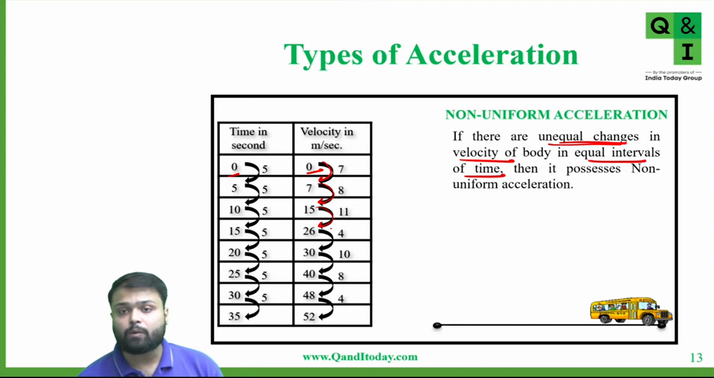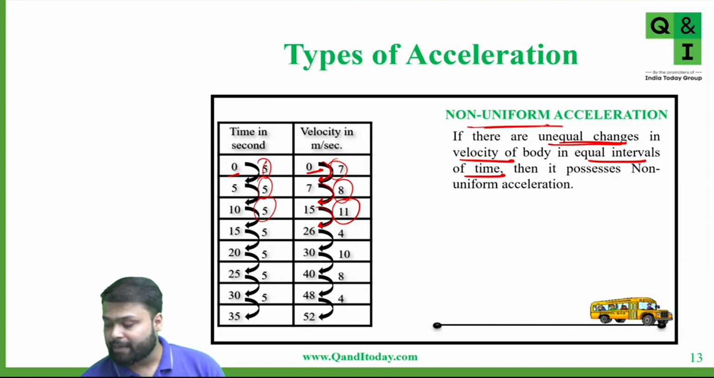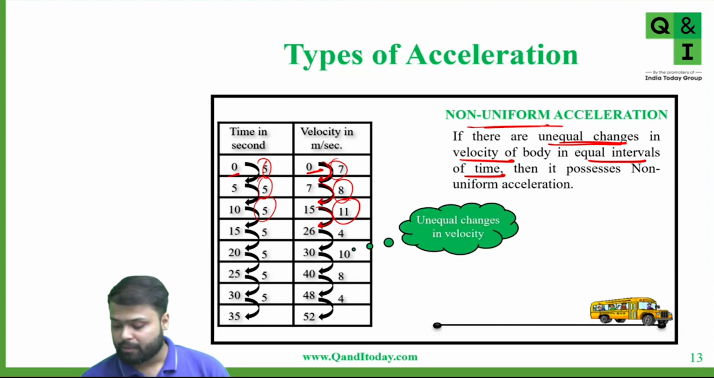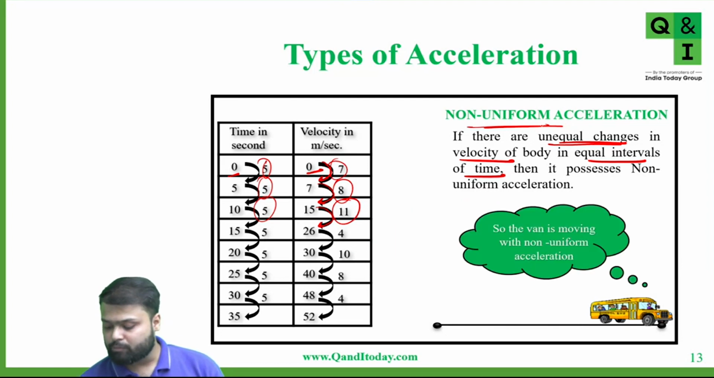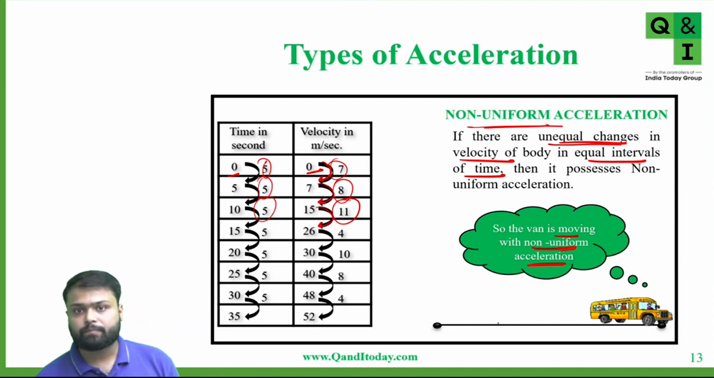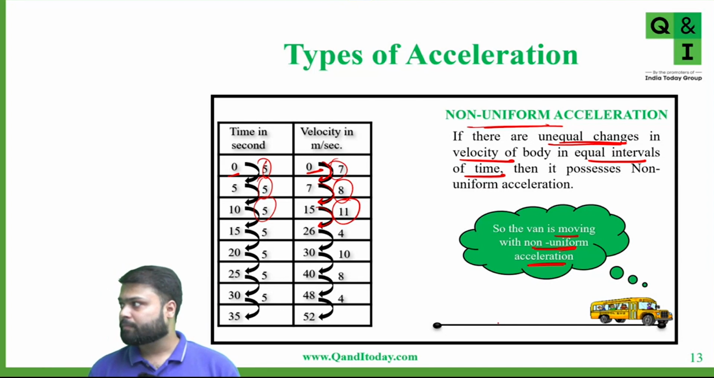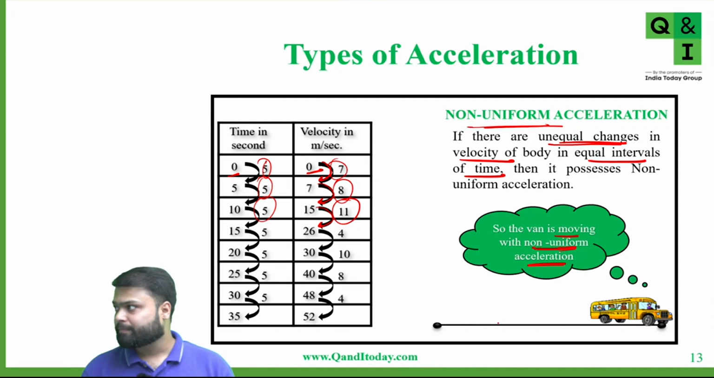So there are unequal changes in velocity in equal intervals of time. That means we can say this van is moving with non-uniform acceleration. Is this clear? So there are unequal changes in velocity, so the van is moving with non-uniform acceleration. Yes or no? And in real life, most of the time we are moving with non-uniform acceleration.